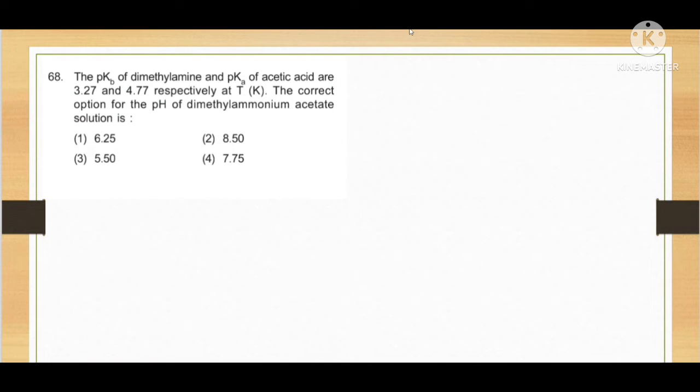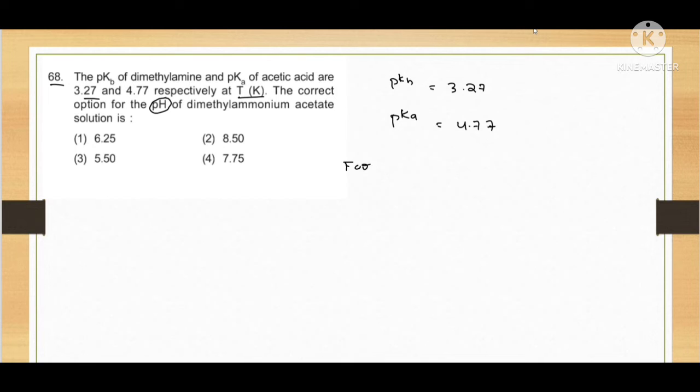Now let us see the 68th question. The pKb of dimethylamine and pKa of acetic acid are given as 3.25 and 4.77 respectively at a given temperature. They are asking, what is the pH of dimethyl ammonium acetate? Firstly, write the given values: pKb value equal to 3.27 and pKa value is 4.77.